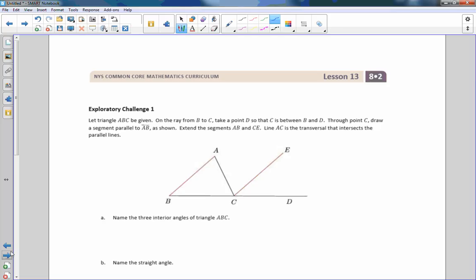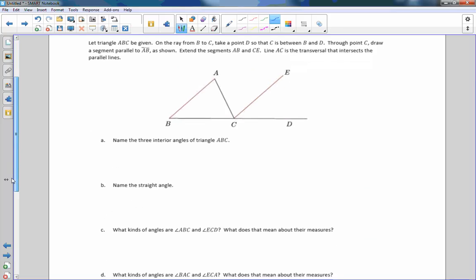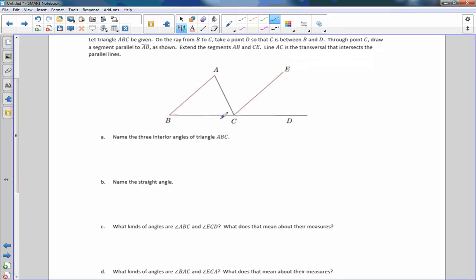Okay, so here's an exploratory challenge. Let triangle ABC be given. On the ray from B to C, that's right here, take a point D so that C is between B and D. So here's C, here's B, here's D. It is between them. So all they're saying is extend the side BC in a straight line out. So this BCD is a straight line. And they put D out here beyond C. And that's all that first sentence says.